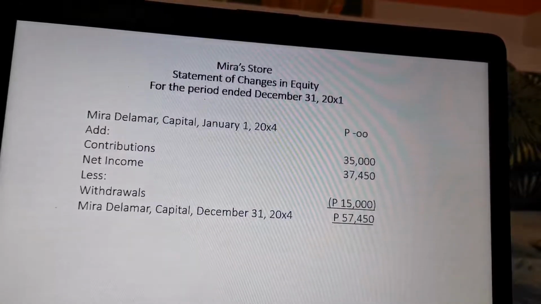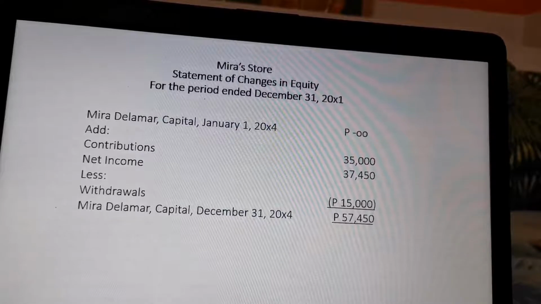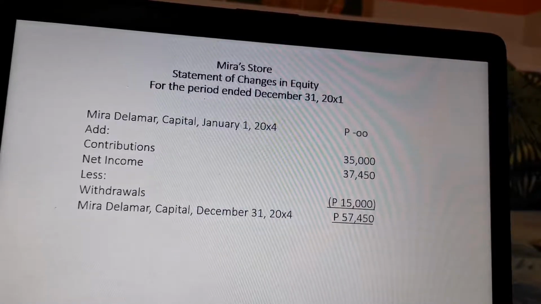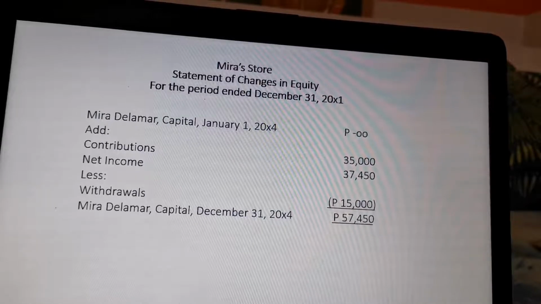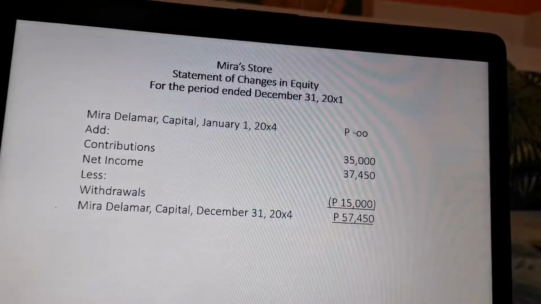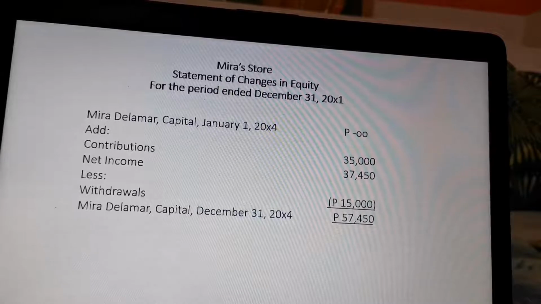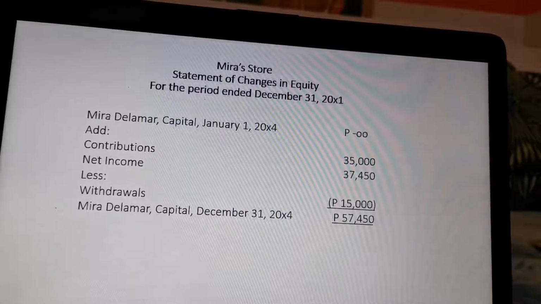Una mo nang gagawin ay sa taas heading. Ayan, name of the company or name of the business. Tapos pangalawa ay name of the financial statement, which is statement of changes in equity dito. So pangatlo ay for the year ended. Ayan, for the year ended December 31, 2001. Or dapat 2004 yan. Ayan, sorry.